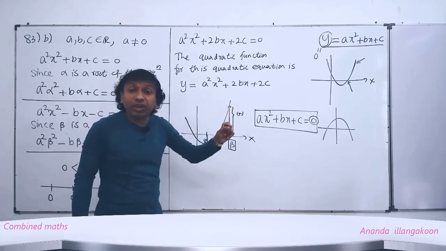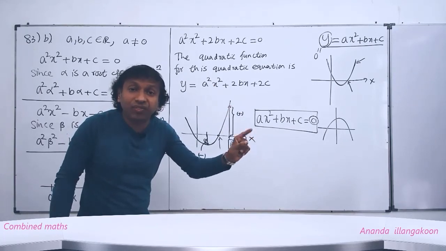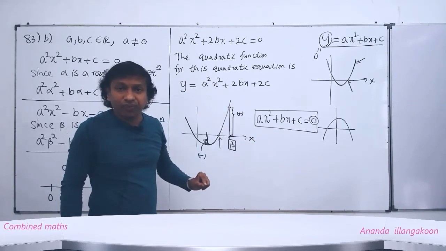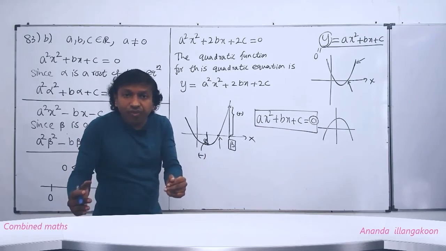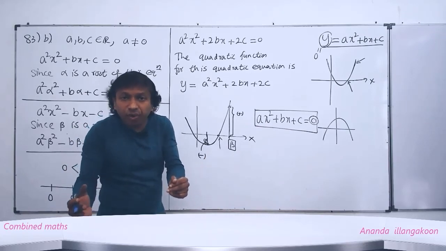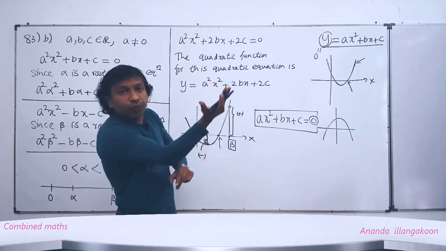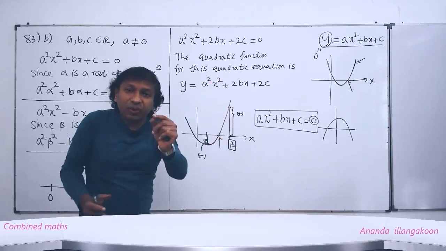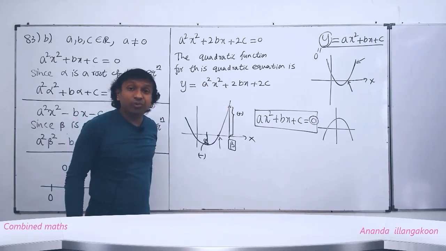People, once the y coordinate changes from negative to positive, on one occasion that y coordinate should definitely come to 0. In between alpha and beta, the y coordinate of the graph changes from negative to positive. When it changes from negative to positive, at one point the y coordinate should be 0. That is the way of proving this.